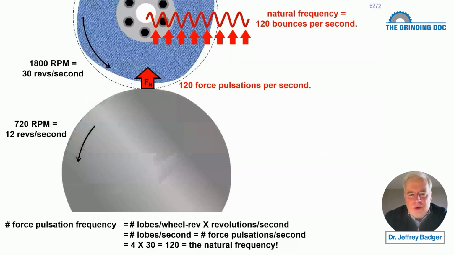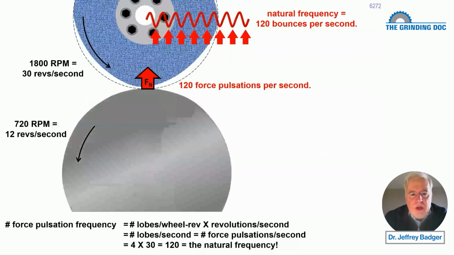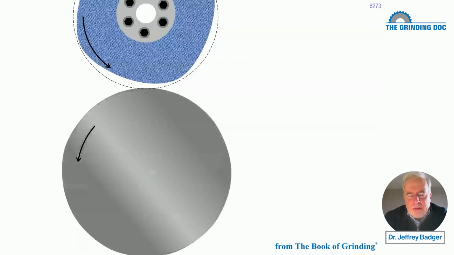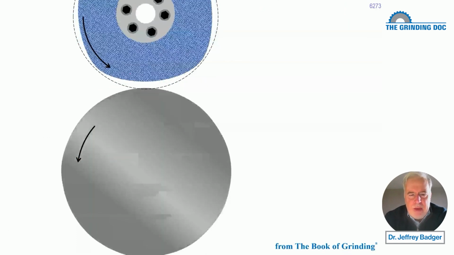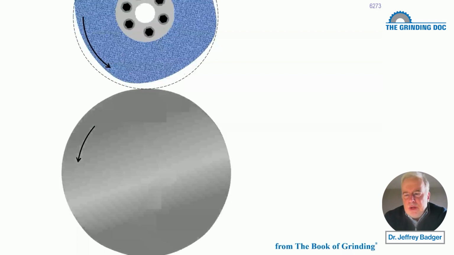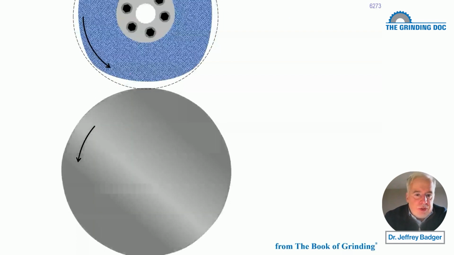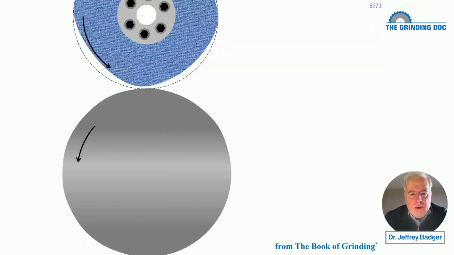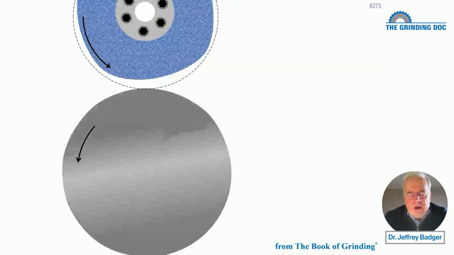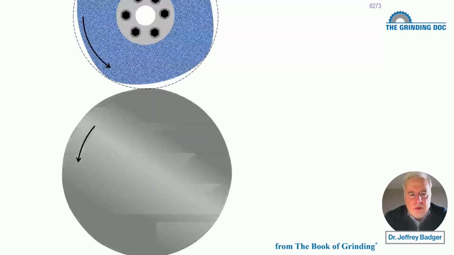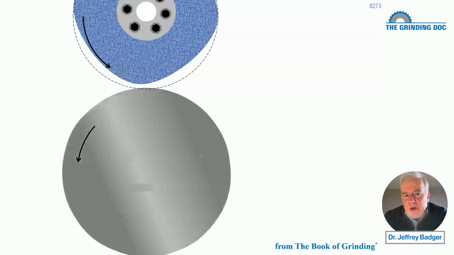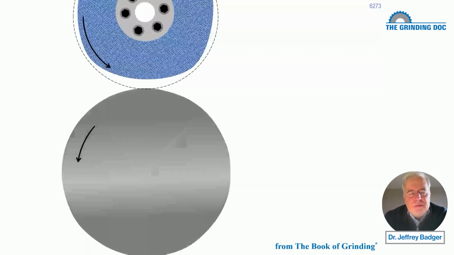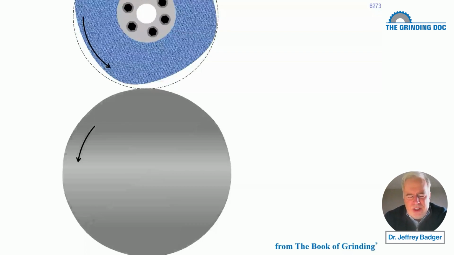And next thing you know, we've got huge lobes on the wheel. And next thing you know, bang, bang, bang, bang, things are out of control. Things are just crazy madness because that wheel is no longer round. Now there's a simple solution: dress the wheel round again, and your problem of wheel regenerative chatter will go away. Just dress the wheel, make it round again. That doesn't necessarily solve the problem of workpiece regenerative chatter, but it does solve the problem of wheel regenerative chatter.